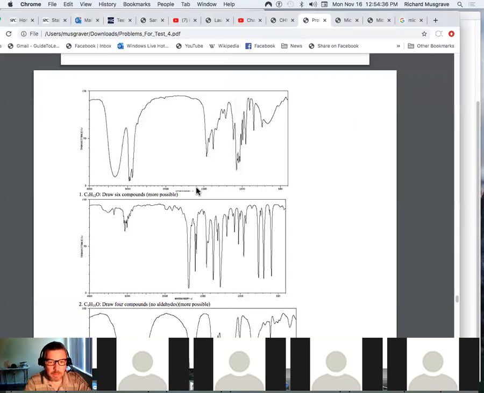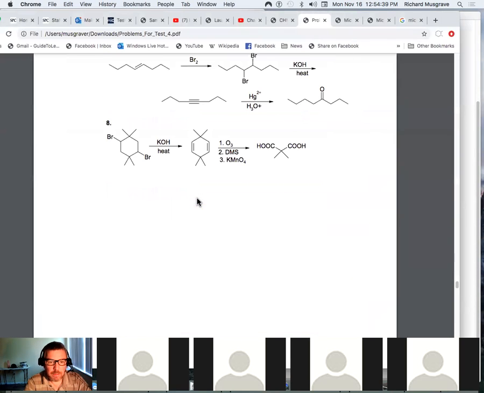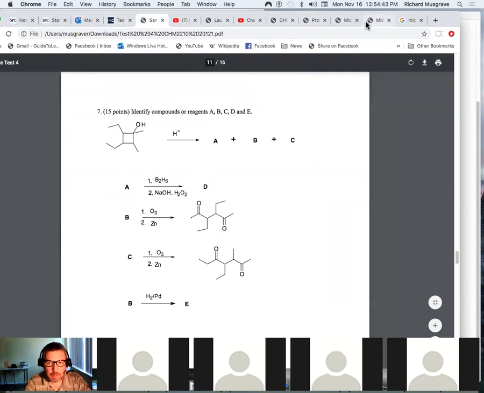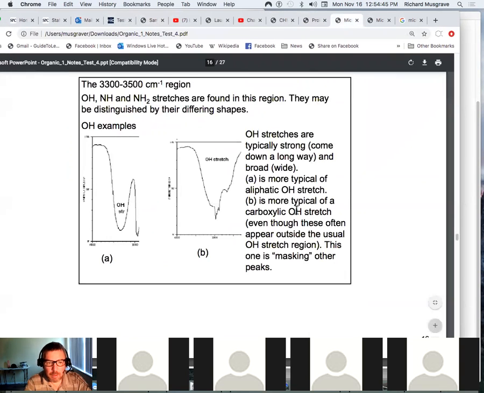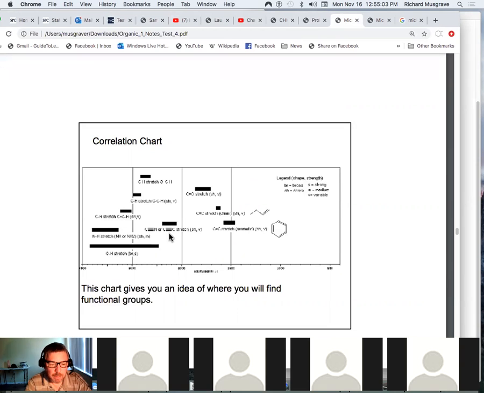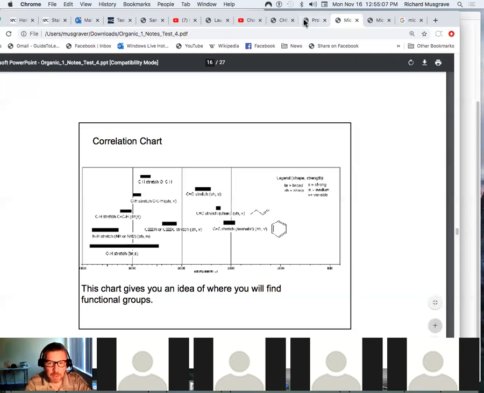Okay. So now we've got a little bit of context. All right, let's go back to the kinds of peaks that we're going to see. This is a correlation chart here. This gives you an idea of where you can expect to find certain peaks. This isn't the best of pictures here, by the way, but it's clearer in your actual PowerPoint if you want to take a look at it. It's also in your problems test 4 file.